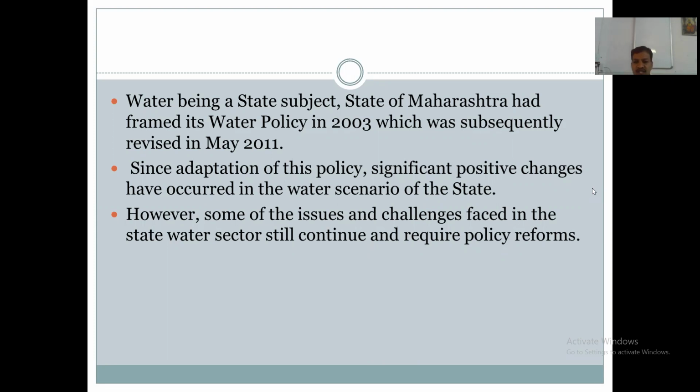So after adoption of this policy, significant positive changes have been made in the water scenario of the state, compared to the water scenario of India that you have seen. By the adoption of this water policy, some positive changes have been made in the effective use of water, effective distribution of water, and effective management of water. Some changes have occurred by the implementation of this water policy.